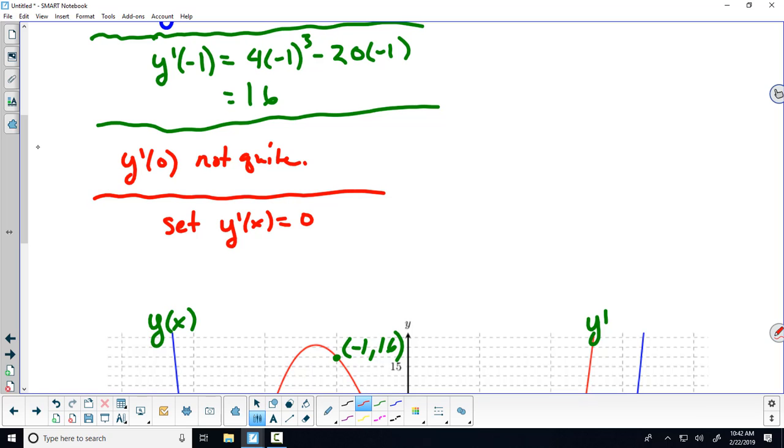So when we do this, what was the derivative? I think we said it was 4x cubed minus 20x squared. Is that right? Just minus 20x. Minus 20x, thank you.